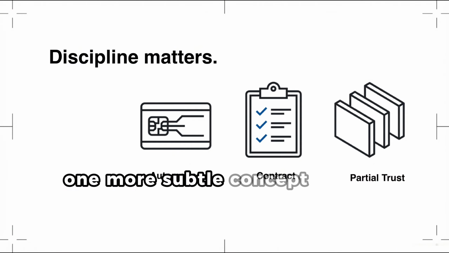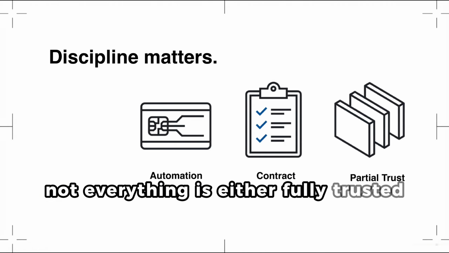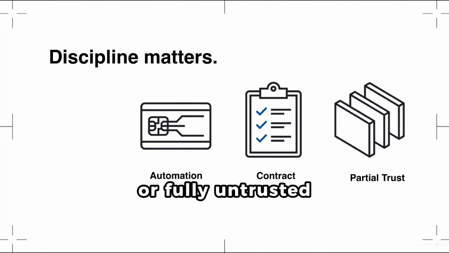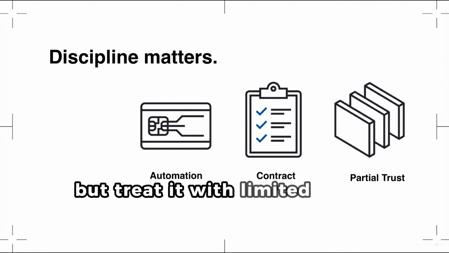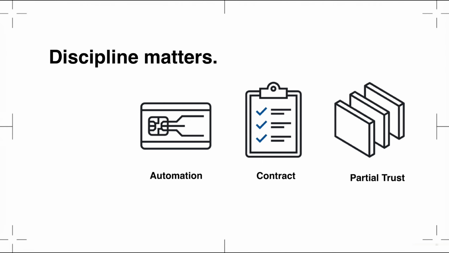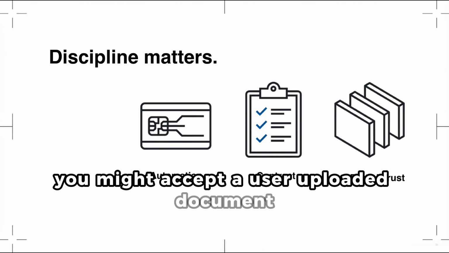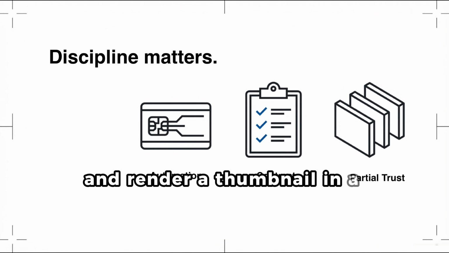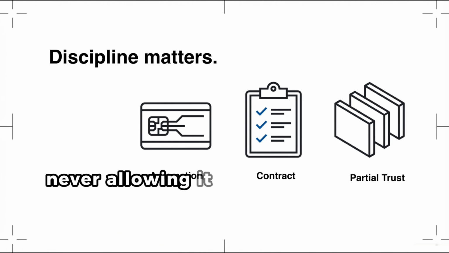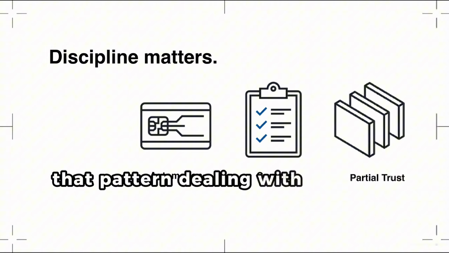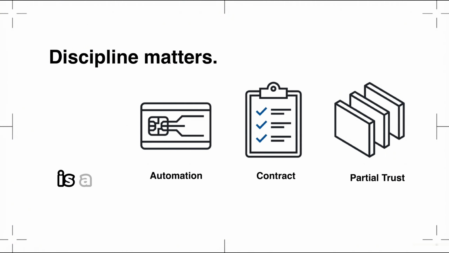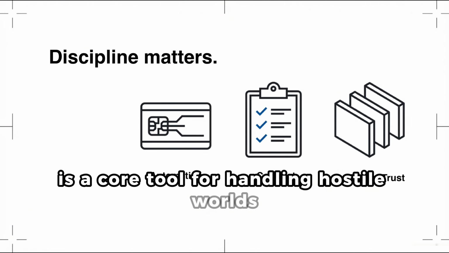One more subtle concept: partial trust. Not everything is either fully trusted or fully untrusted. Sometimes you need to accept a piece of data, but treat it with limited rights. For example, you might accept a user-uploaded document and render a thumbnail in a sandbox, never allowing it to be processed by privileged code. That pattern, dealing with partially trusted inputs, is a core tool for handling hostile worlds without assuming absolute safety.